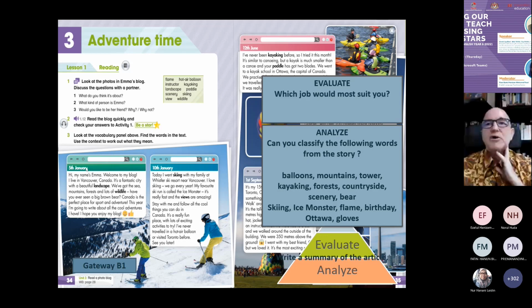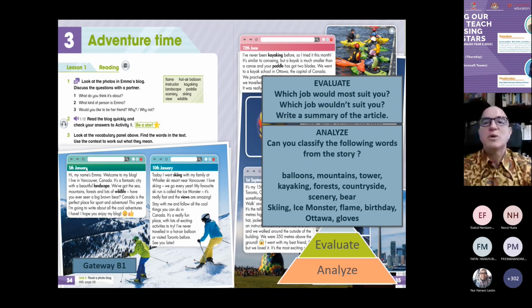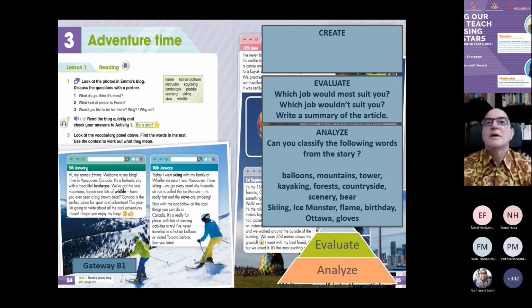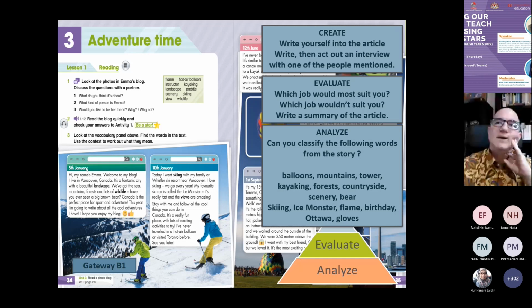Evaluating, which job would most suit you? There are certain jobs in the text which would suit them. Can you write a summary? And which wouldn't suit them? So the job at the top of the tower, would that be a good job for them to do or a bad job? And then create, they write themselves into the article. And maybe they do an interview with Emma, or with the balloon pilot or the skiing instructor, and build on something like that. But creativity is up to you of where you go from there.